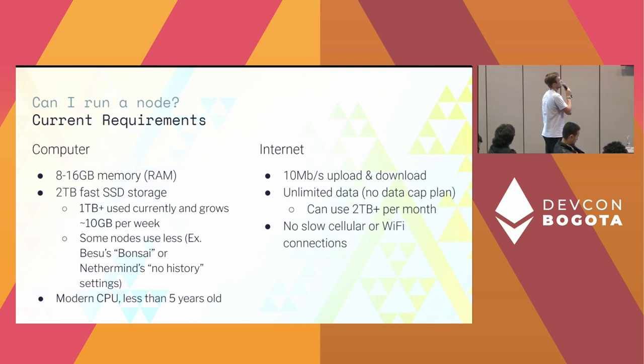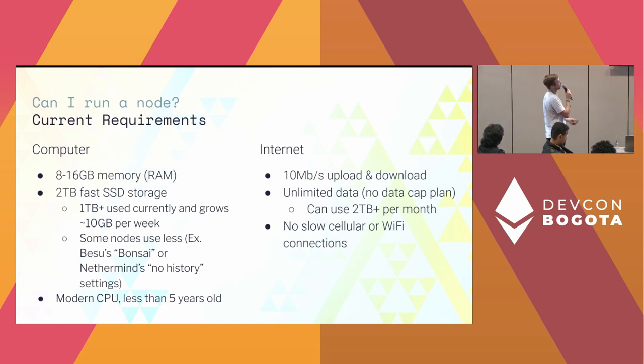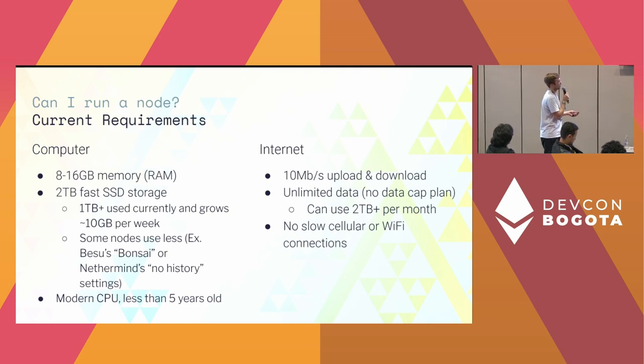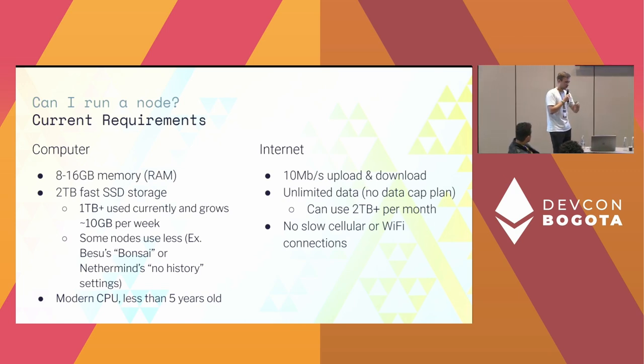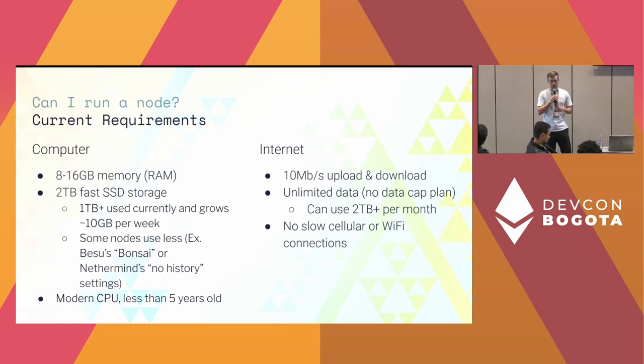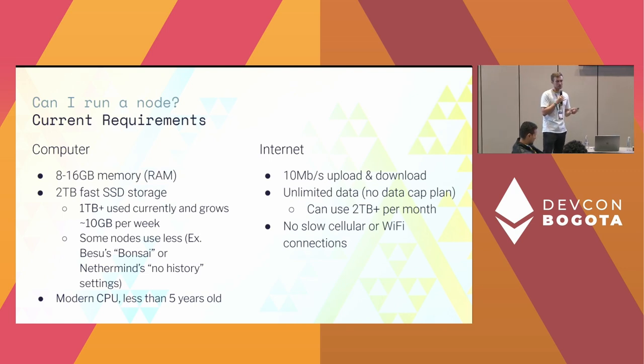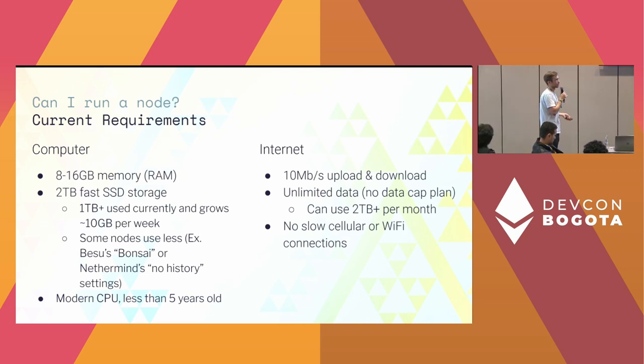Right now, only 1 terabyte is used by nodes to store the state. This is growing about 10 gigabytes per week. Some nodes have options to use less. They're beyond the experimental phase. They're solid options, but they have their limitations and maybe don't meet all of the use cases that people need. And then the CPU is not usually a bottleneck.